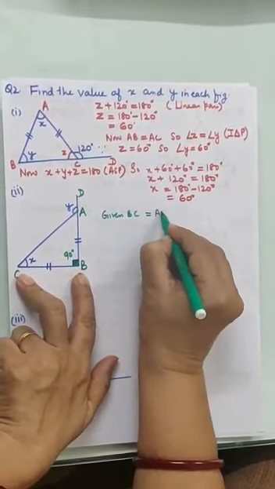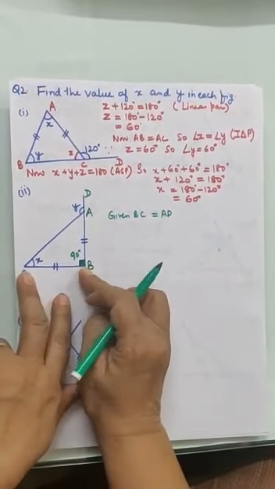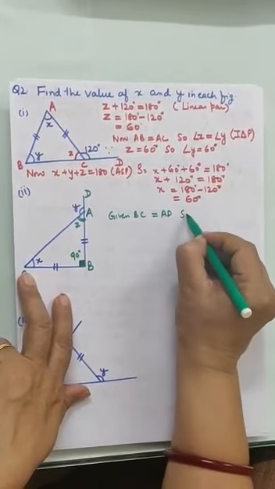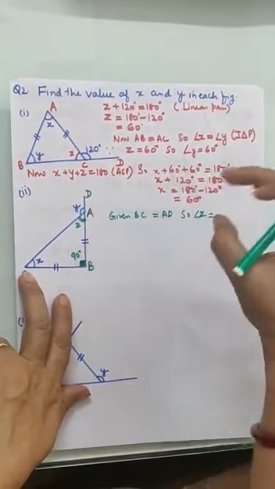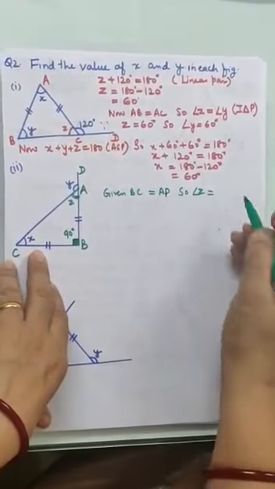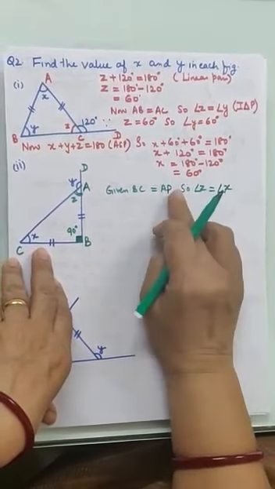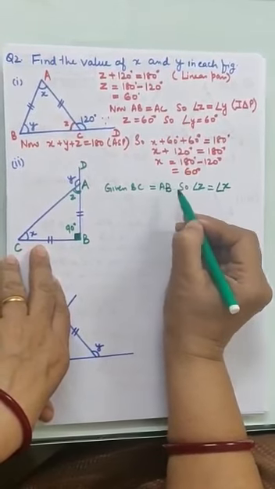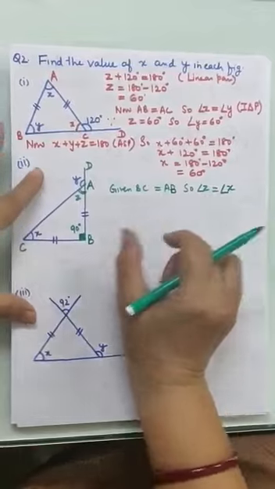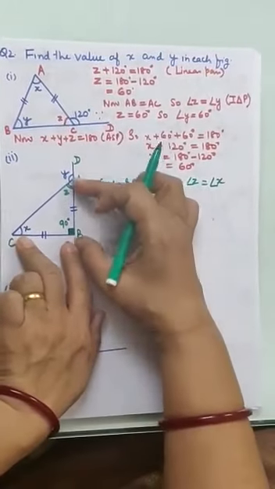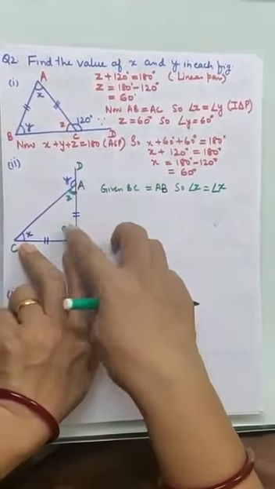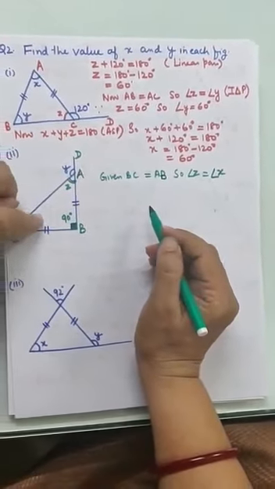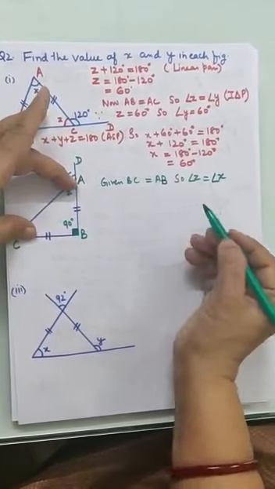BC equal to AB. Now which angle is opposite to BC? This one. We take this as Z. So angle Z is equal to angle X. Okay children, see, angle Z is equal to angle X, and this is not AD, this is AB. So again I repeat, BC is equal to AB and then angle Z is equal to angle X. It means both these angles are equal. So we take both these angles as X.